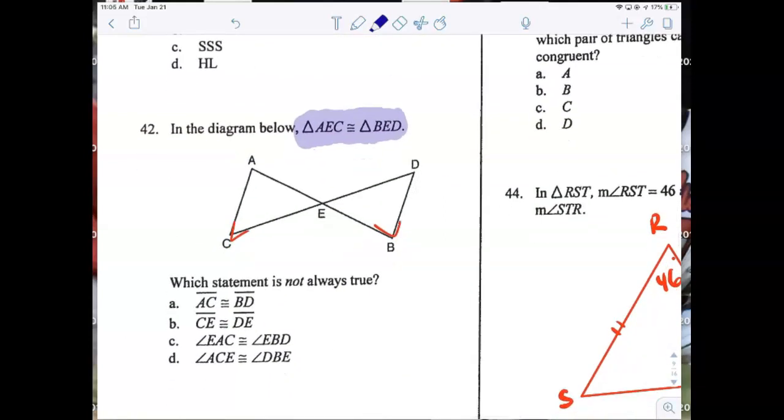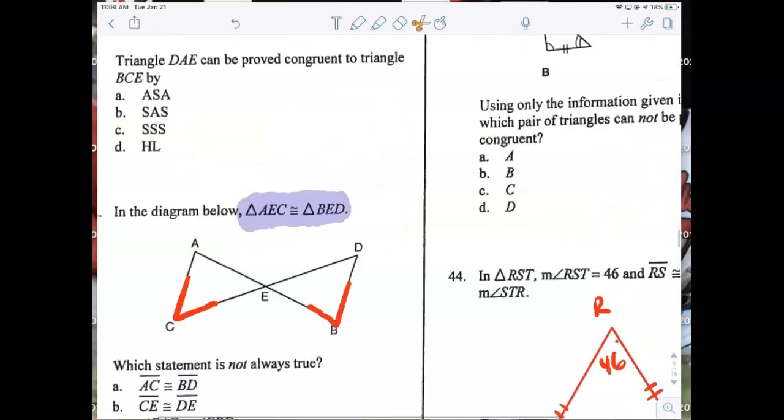In 42, it tells us that the triangles are congruent to each other, which also means that we have corresponding parts that are matched up, corresponding angles, corresponding sides. Which statement is not always true? If you go through these choices, choice D, angle ACE and angle DBE would not necessarily be the same, because if you mapped this one onto this one, it would go up into that corner. And they say not always because it's possible if they were isosceles and it was a reflection, they could be, but it could also be a rotation. So D is not always true.